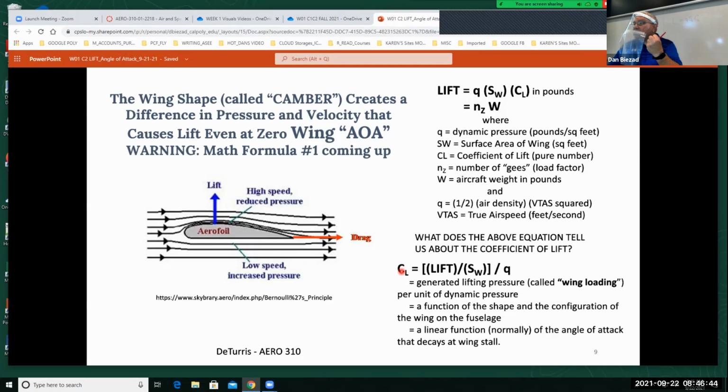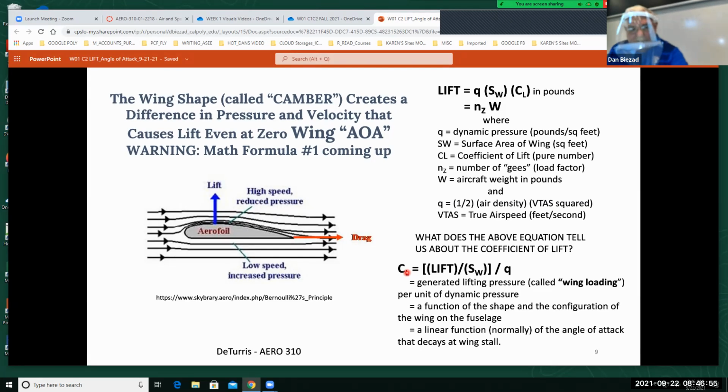But the number has an amazing physical meaning, doesn't it? I mean, that number is 2. That number of 2 means I can generate twice as much lift pressure as the dynamic pressure coming in. And that's why you have flaps and slats and all kinds of things that change the camber of the wing, so you can generate high C sub Ls when you need to land or take off, especially at high weight.